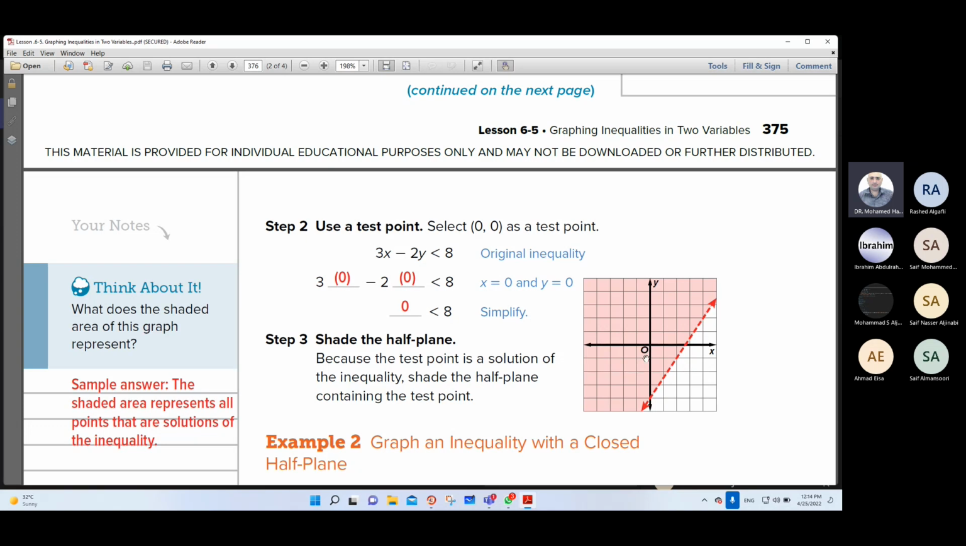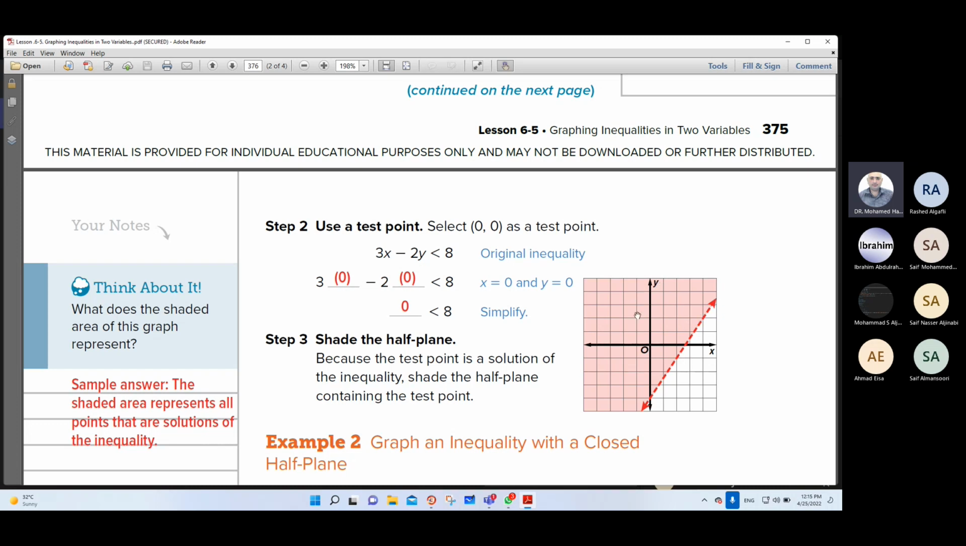How? What is the coordinate of 0? 0, 0. So take this point and make a test. Make a test means substitute the value inside this inequality. So put x as 0 and y as 0, then check. 3 times 0 is 0, and 2 times 0 is 0, 0 minus 0 will be 0. Is 0 less than 8? Yes. So this is a true solution, meaning the origin is in the set of solutions.